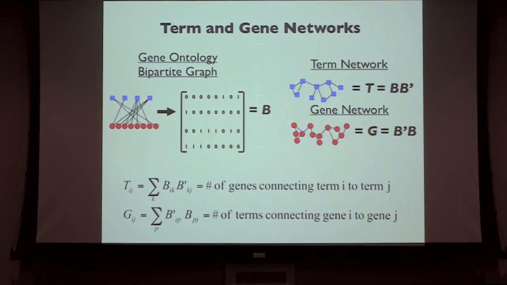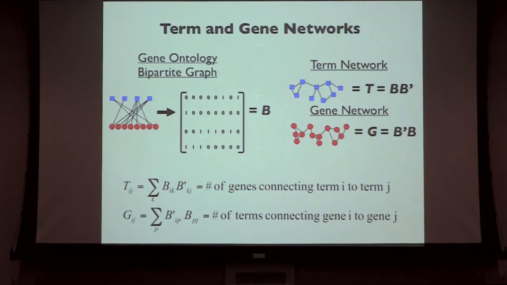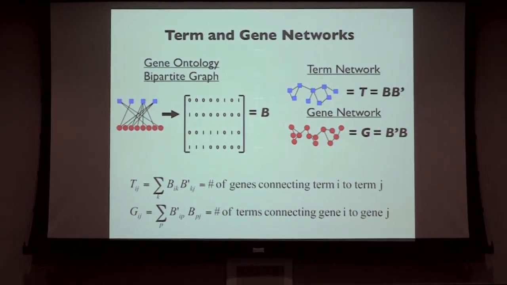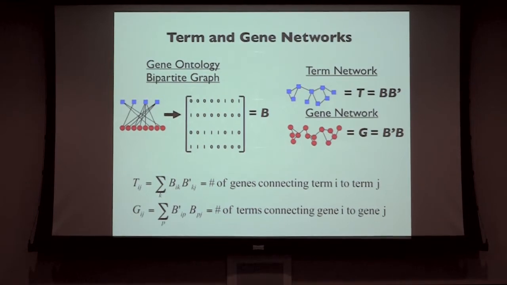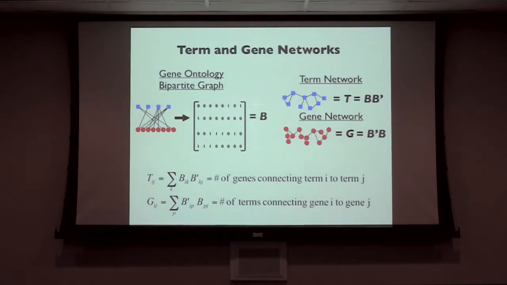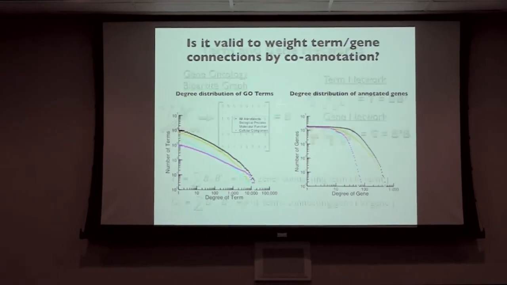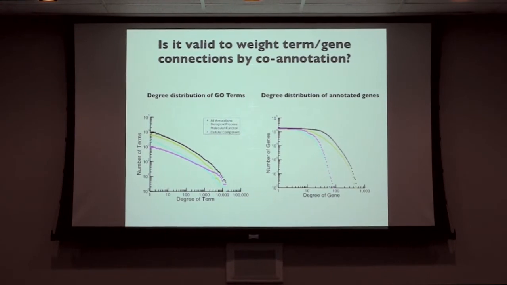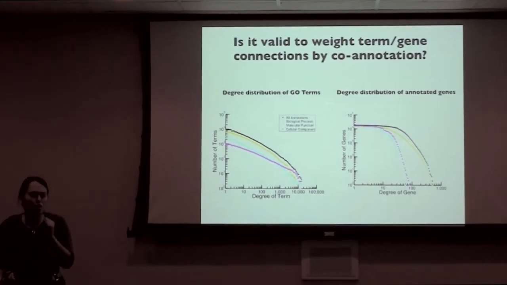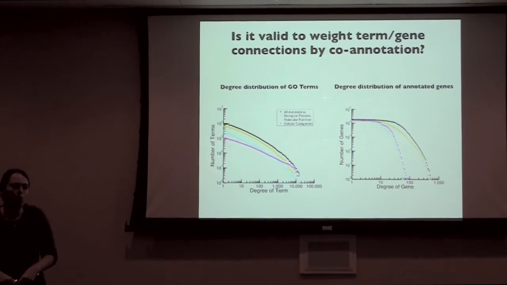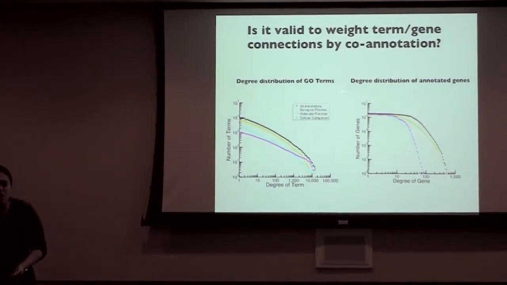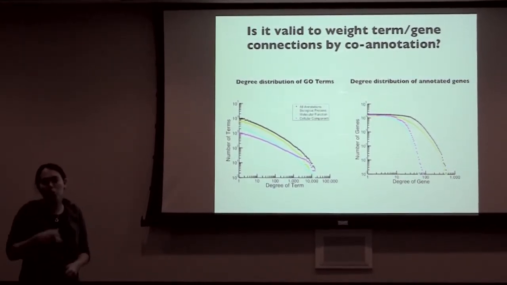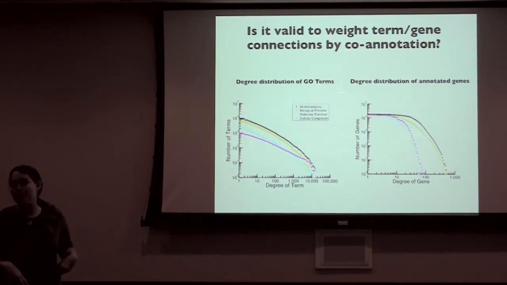And similarly, I can make my gene network by multiplying B transpose times B, and Gij is then the number of terms that connect gene i to gene j. So that's the simple, straightforward way of projecting these networks. But then we might want to say, okay, well, maybe we want to weight things down. If a term has a lot of connections, we want to weight down those connections appropriately. Or if a gene has a lot of connections, we want to weight those down.